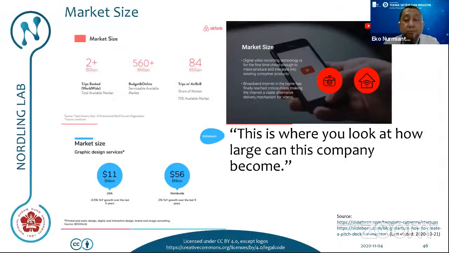So, market size. This is where you look at how large this company can become. So the main purpose of this slide is to describe how large the market is today and how it is predicted to grow, because this sets an upper limit on how large your company can become.